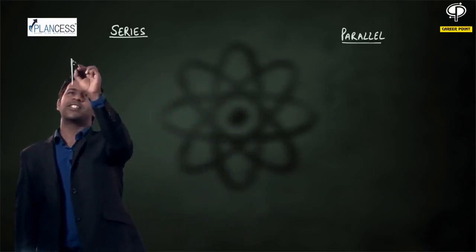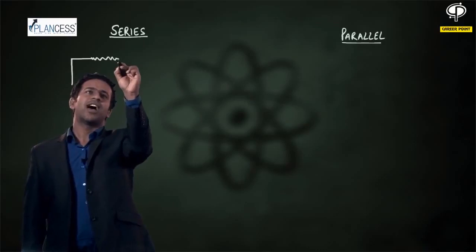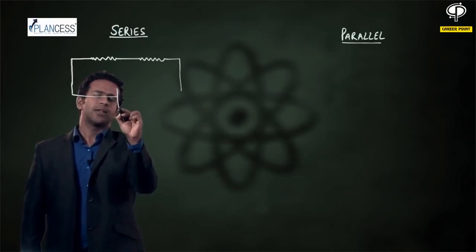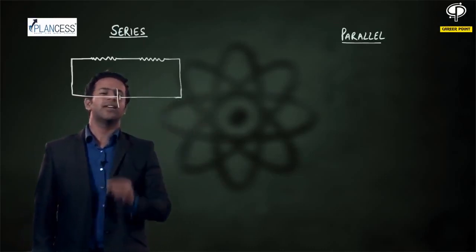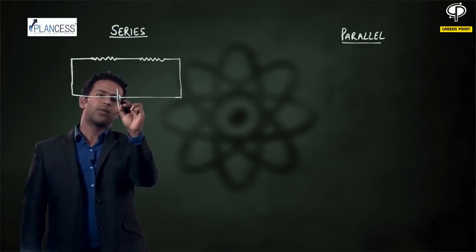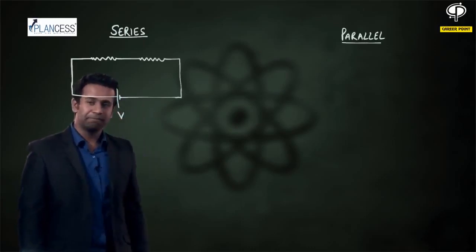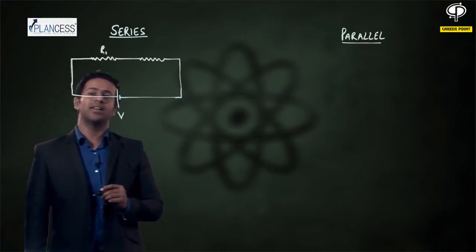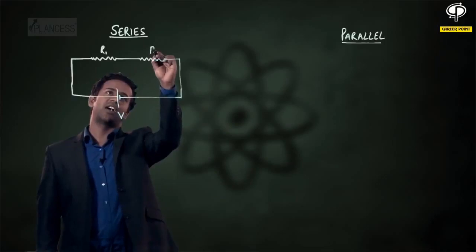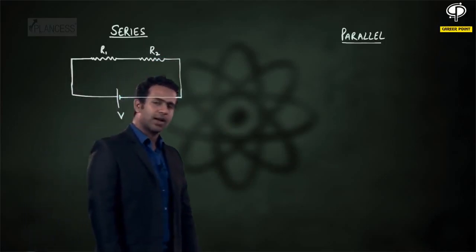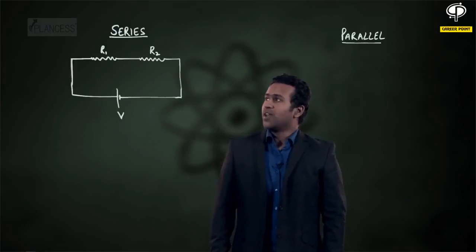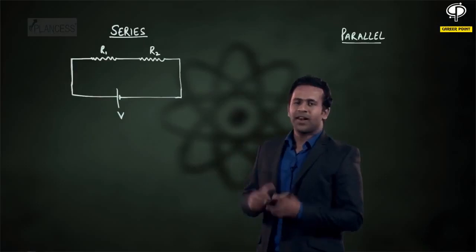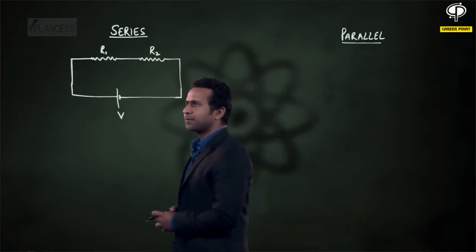So a series combination looks as shown. So in this circuit, we have a battery which creates a potential difference V, and we have two resistors, one of resistance R1, the other of resistance R2. Now, we wish to find the equivalent resistance. To do this, let's first analyze the circuit.